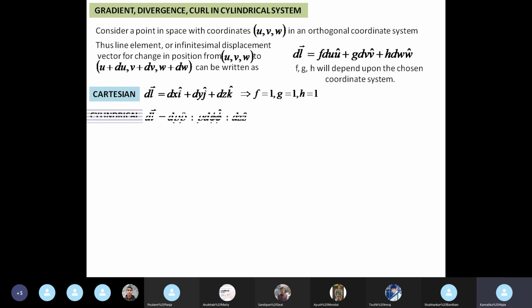Okay. In the cylindrical system, dl is d rho rho cap plus rho d phi phi cap plus dz z cap. So in the cylindrical system, f equal to 1, g equal to rho and h equal to 1.